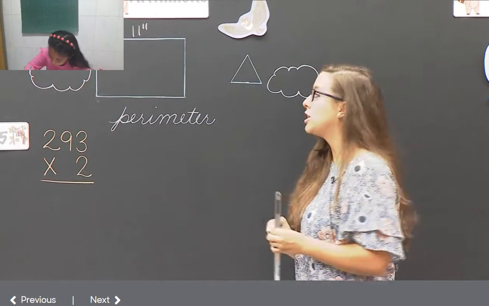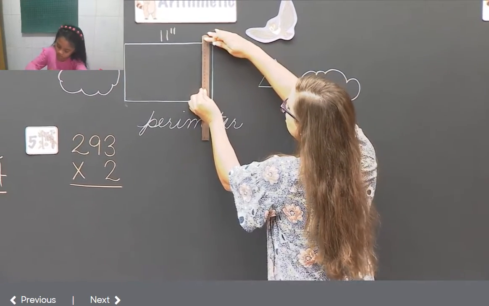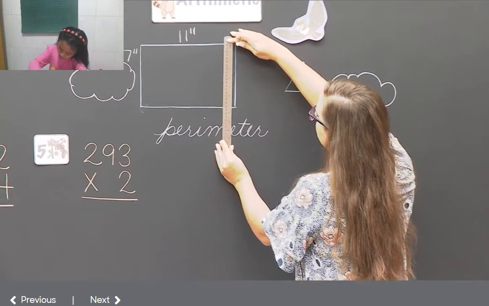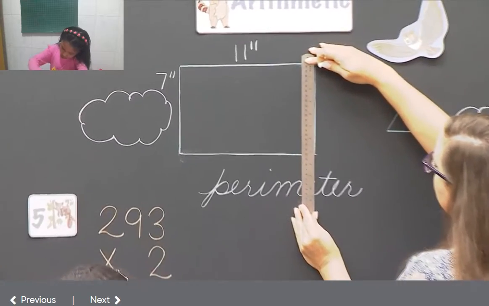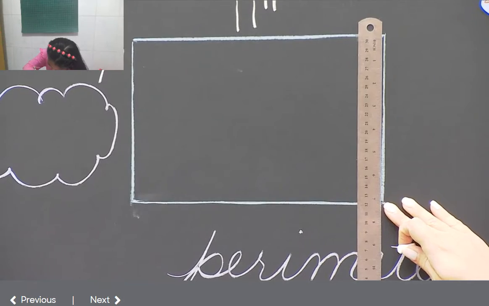We need to keep going. So let's go on to my next side. Adriana, you can come be ready to read this number for me. So I'm going to make sure that I start my ruler here over at the 0 and I measure the length of this next side. What number does that one stop at?